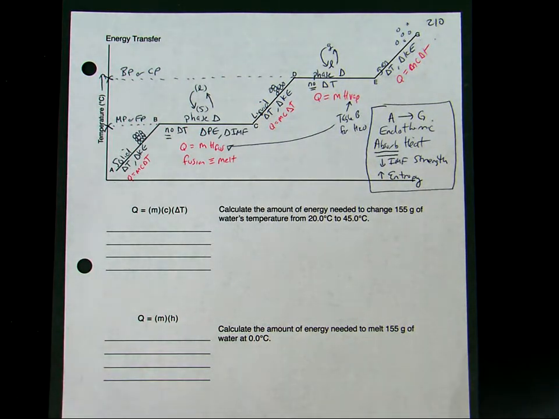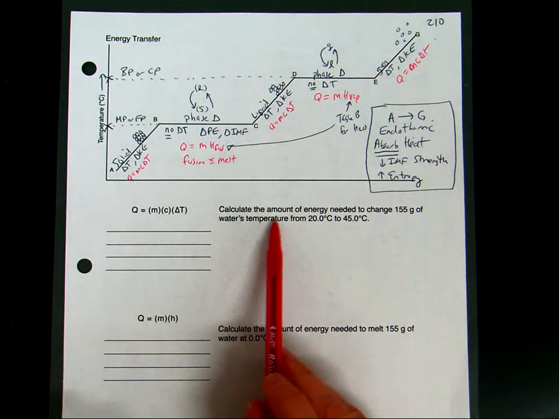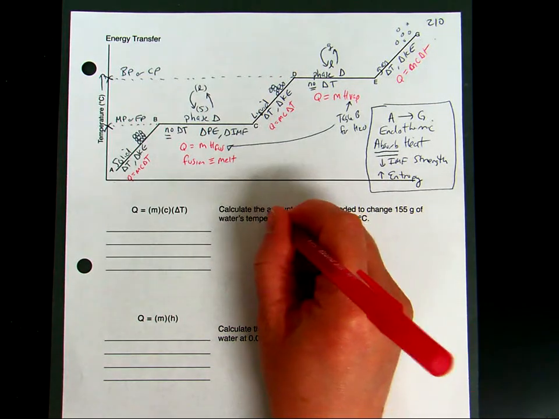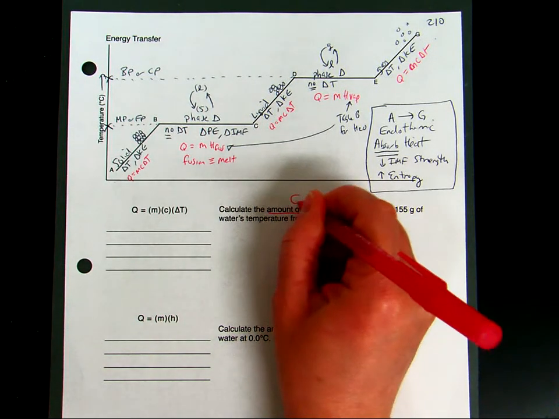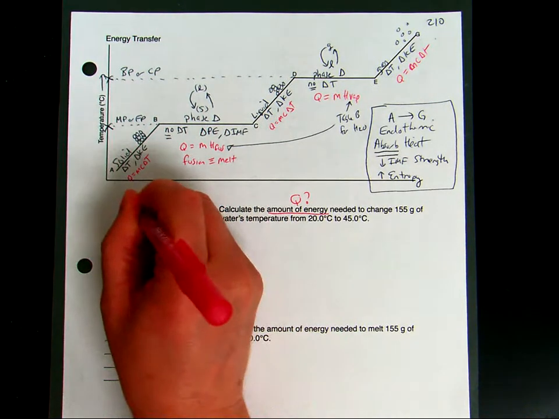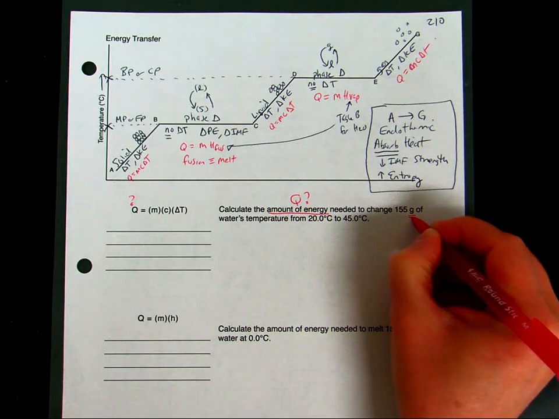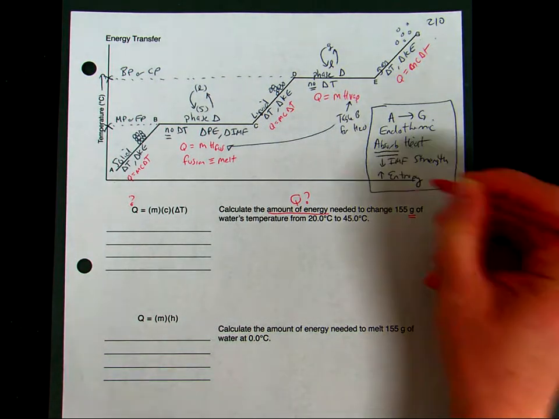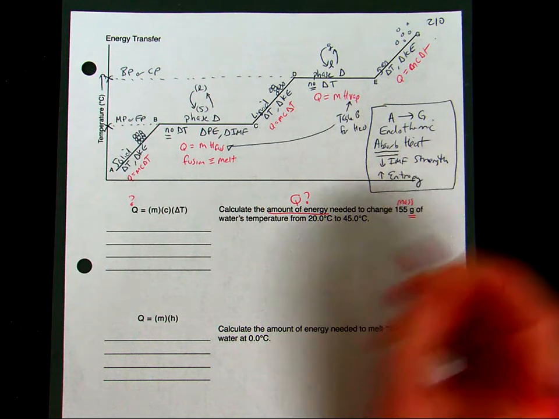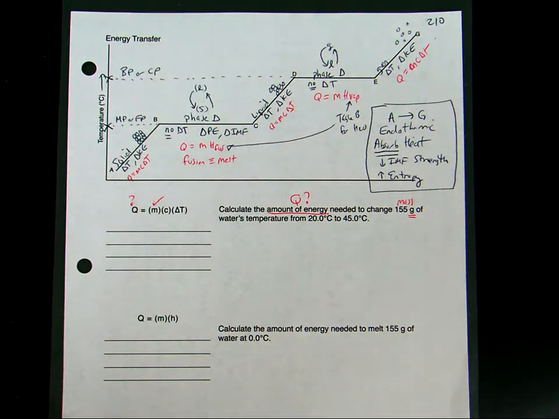Okay, looking at two Q calculations, two examples. So reading through this problem, calculate the amount of energy. If it's the amount of energy, our unknown is Q. So that is our unknown. Okay, we have 155. We see that it's tagged with a G, so that must represent a mass. So we have our mass value.